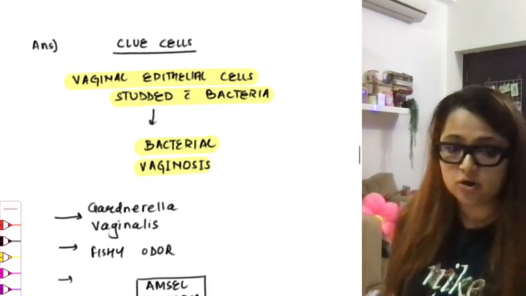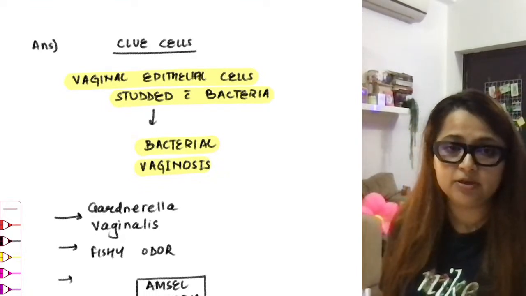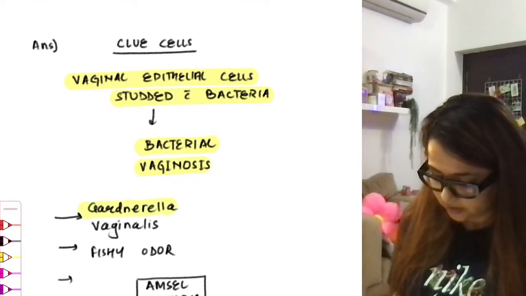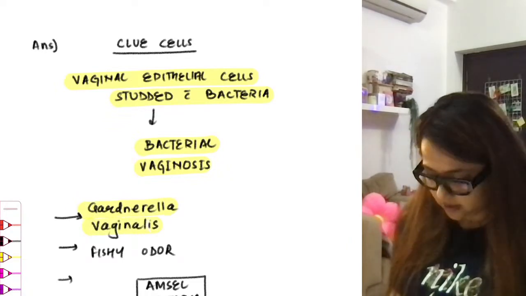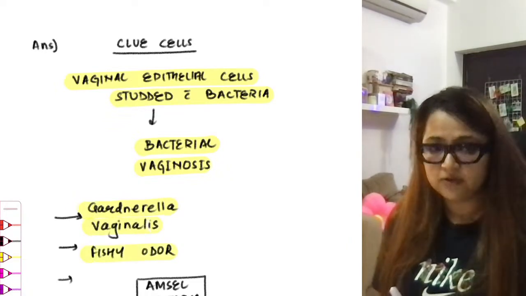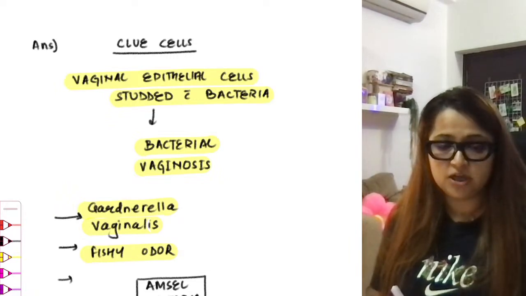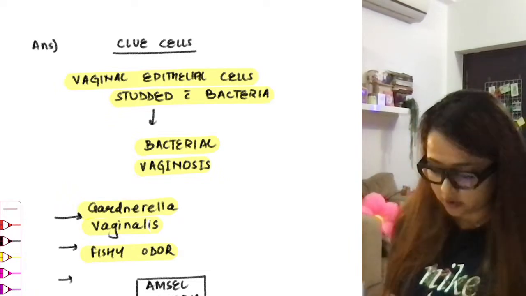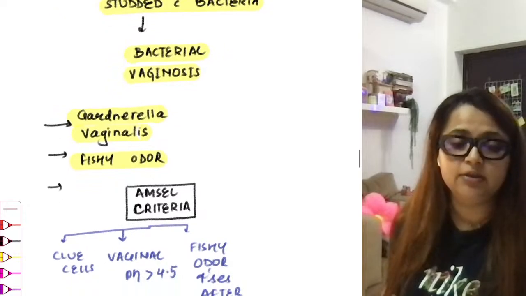All right. The organism that is responsible for causing bacterial vaginosis is Gardnerella vaginalis, and the patient will give you a history of a vaginal discharge which has a fishy odor. All right, so these are all the important keywords.